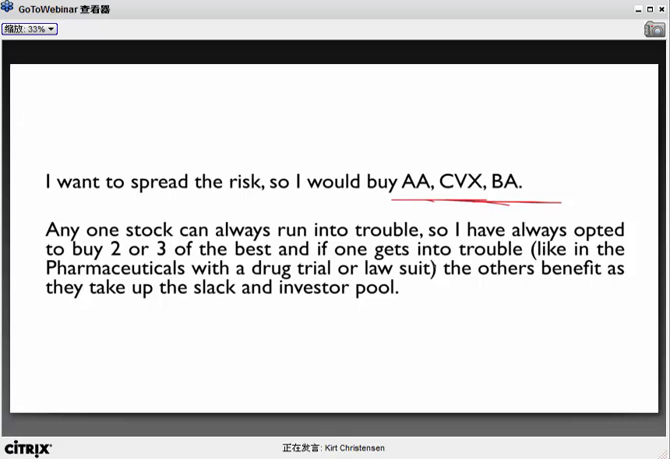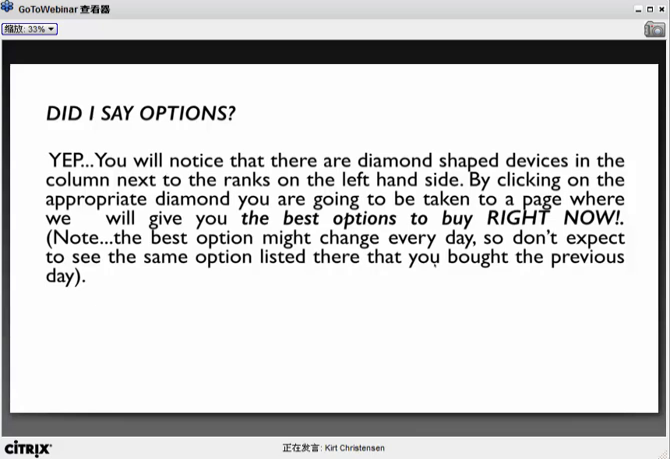Because any one stock can always run into trouble, I've always opted to buy 2 or 3 of the best to keep me out of trouble. So did I say options? Of course. You'll notice that there are diamond-shaped little devices in the column next to the ranks on the left-hand side. By clicking on that link, we will give you the best option to buy on that stock right now.